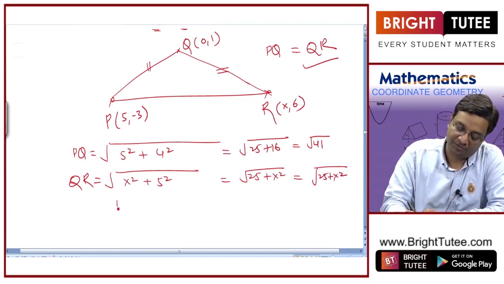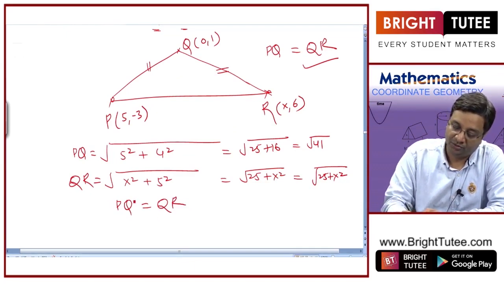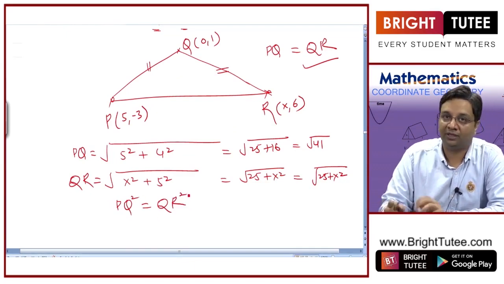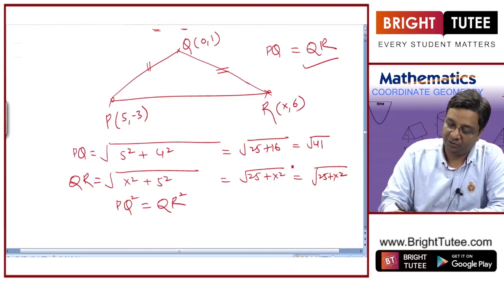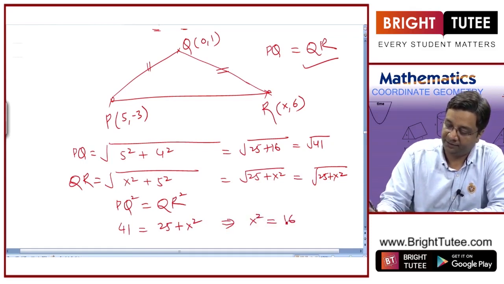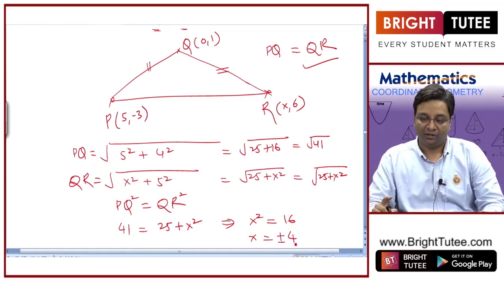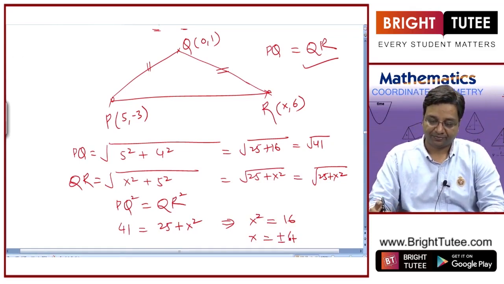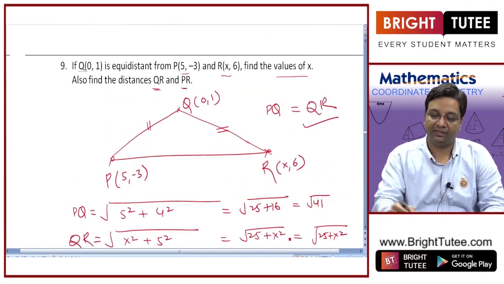Or what you can do is, PQ is given as equal to QR, right? So PQ squared will be equal to QR squared, squaring both sides. What is PQ squared? PQ squared is 41. What is QR squared? It is equal to 25 plus x squared. So this implies x squared is equal to 16. So x will be equal to plus minus 4. So we have got two values for x for which this condition is satisfied.